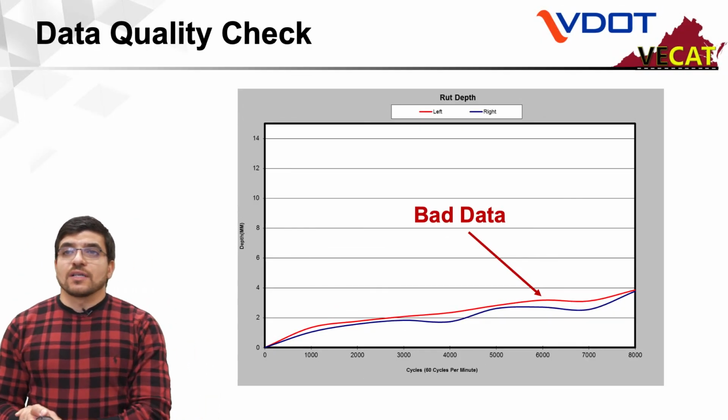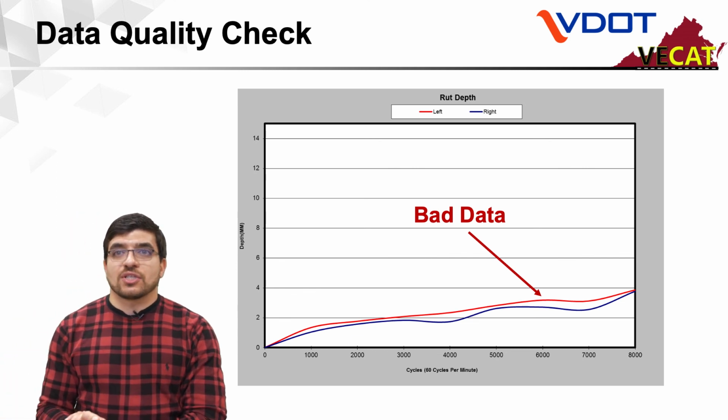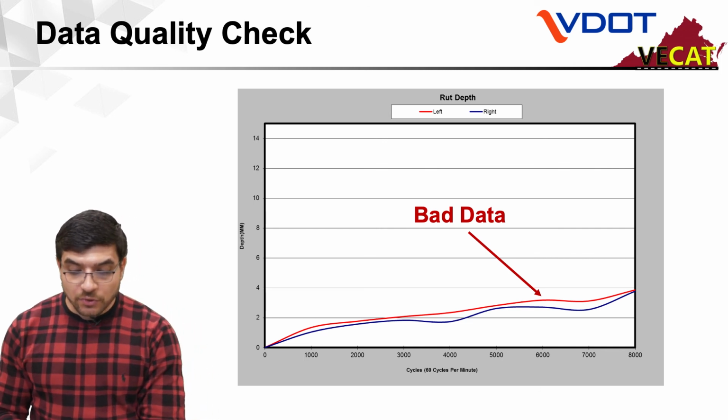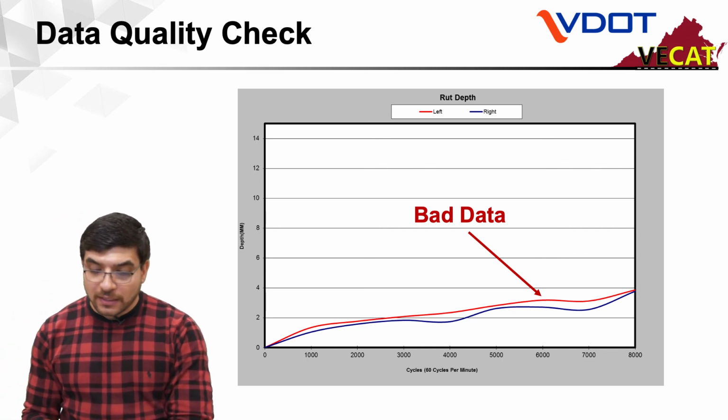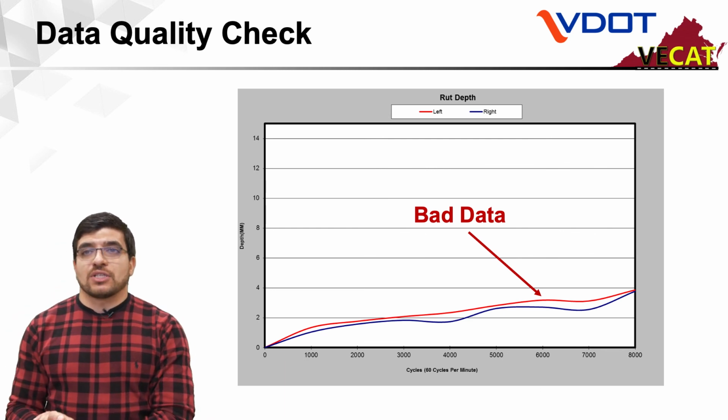Meanwhile, in this chart, we see some irregularities in the curve showing the variation of the rut depth as a function of the number of loading cycles, which could be caused by potential wobbling due to a bad hose or any functional issue of the APA rut machine itself.